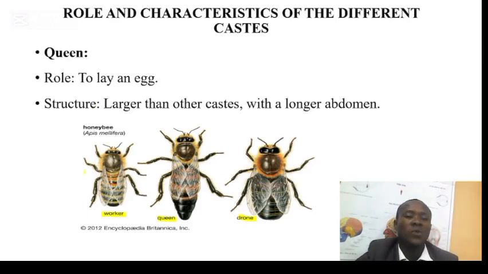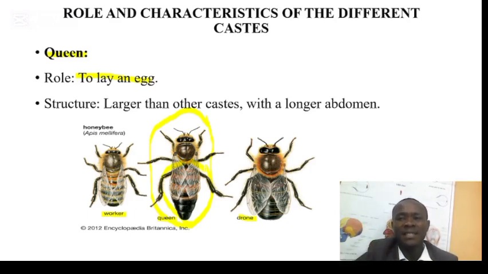So let's start with the queen here. The role of the queen, just like in termites, is to lay eggs. And the queen, you can observe here, is the largest among them, and it has a larger abdomen. There are many fascinating things that you need to know about the queen.